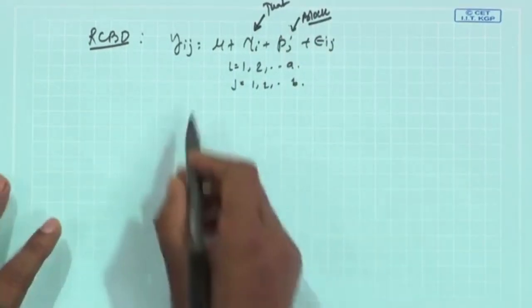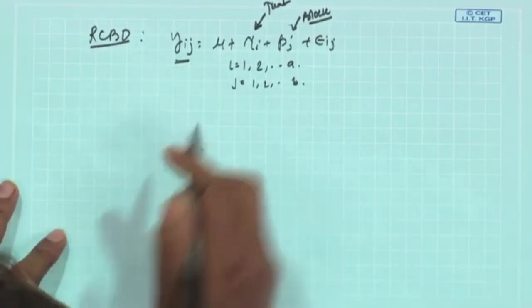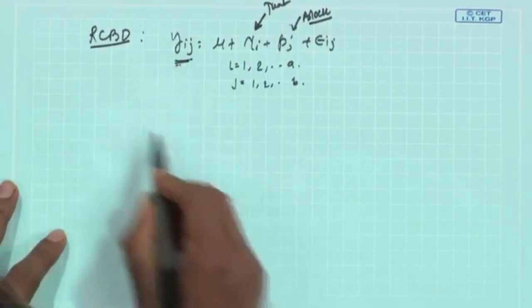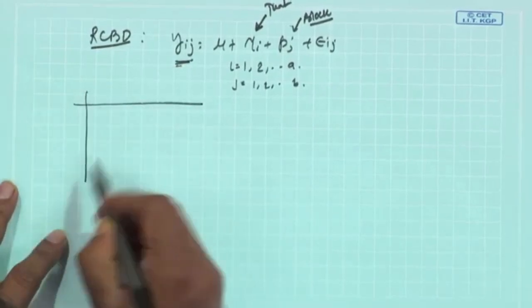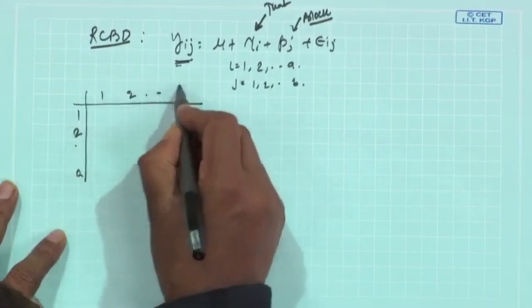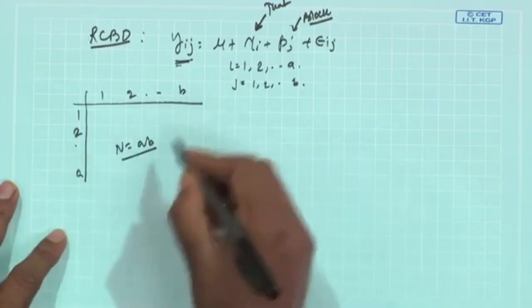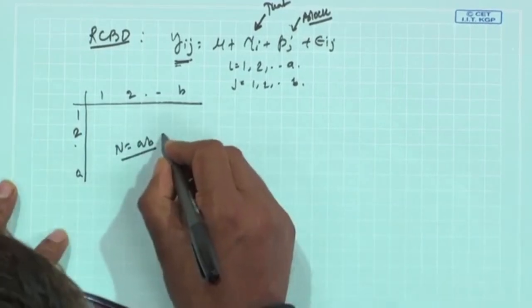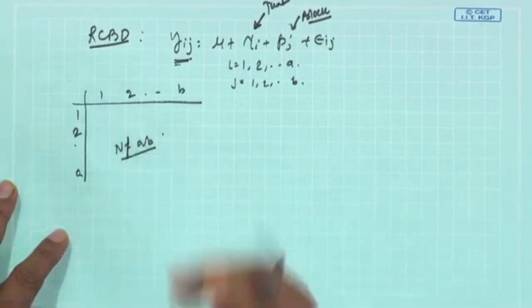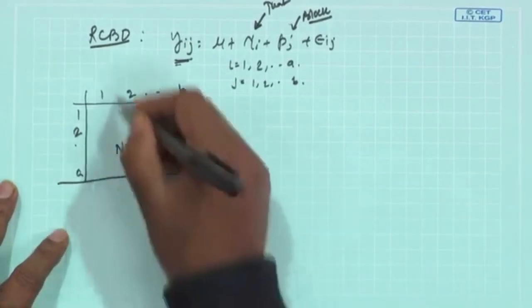But you will not find it. What will happen? You will see that you do not have A, and on this side, if I say B, n equal to A B number of observations. You do not have this number of observations, this will not happen. The reason is that it is incomplete.